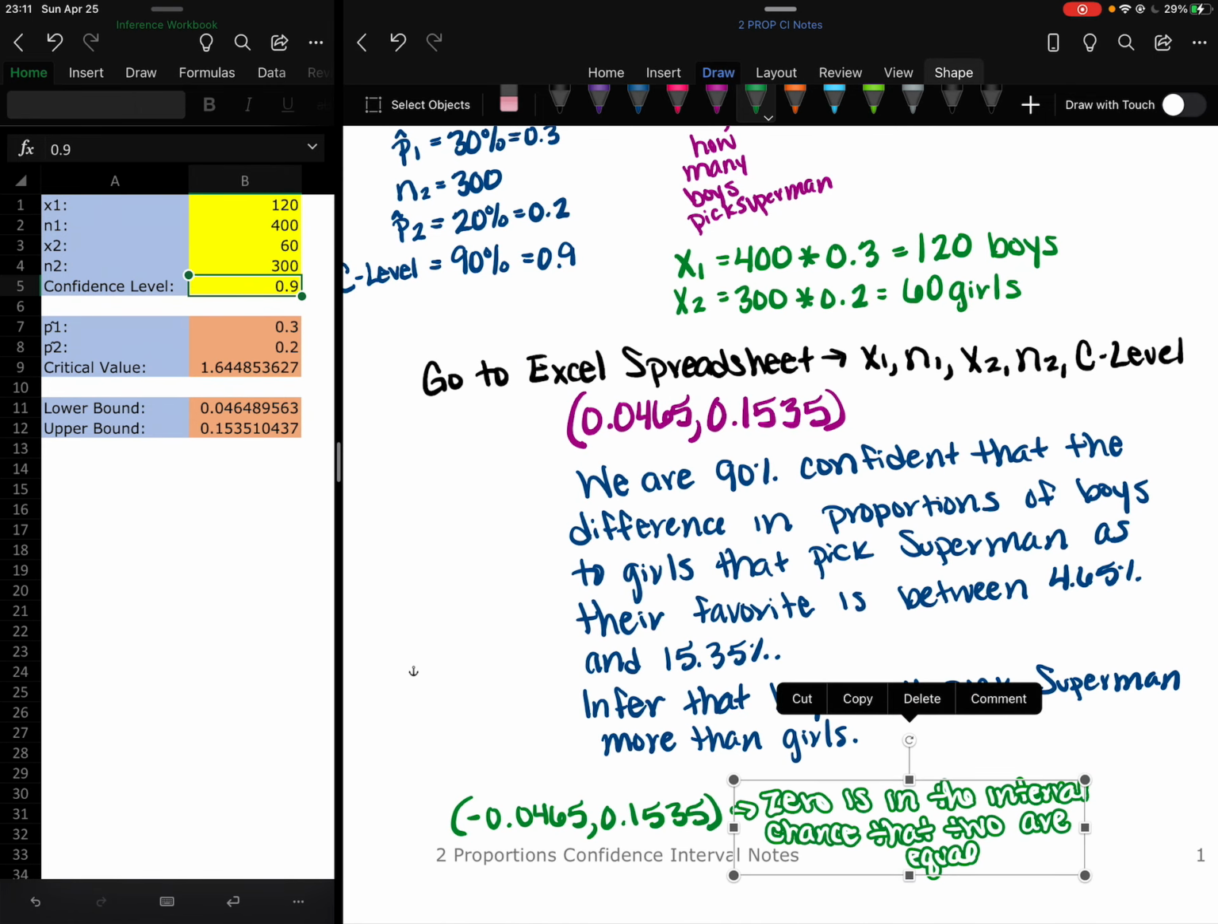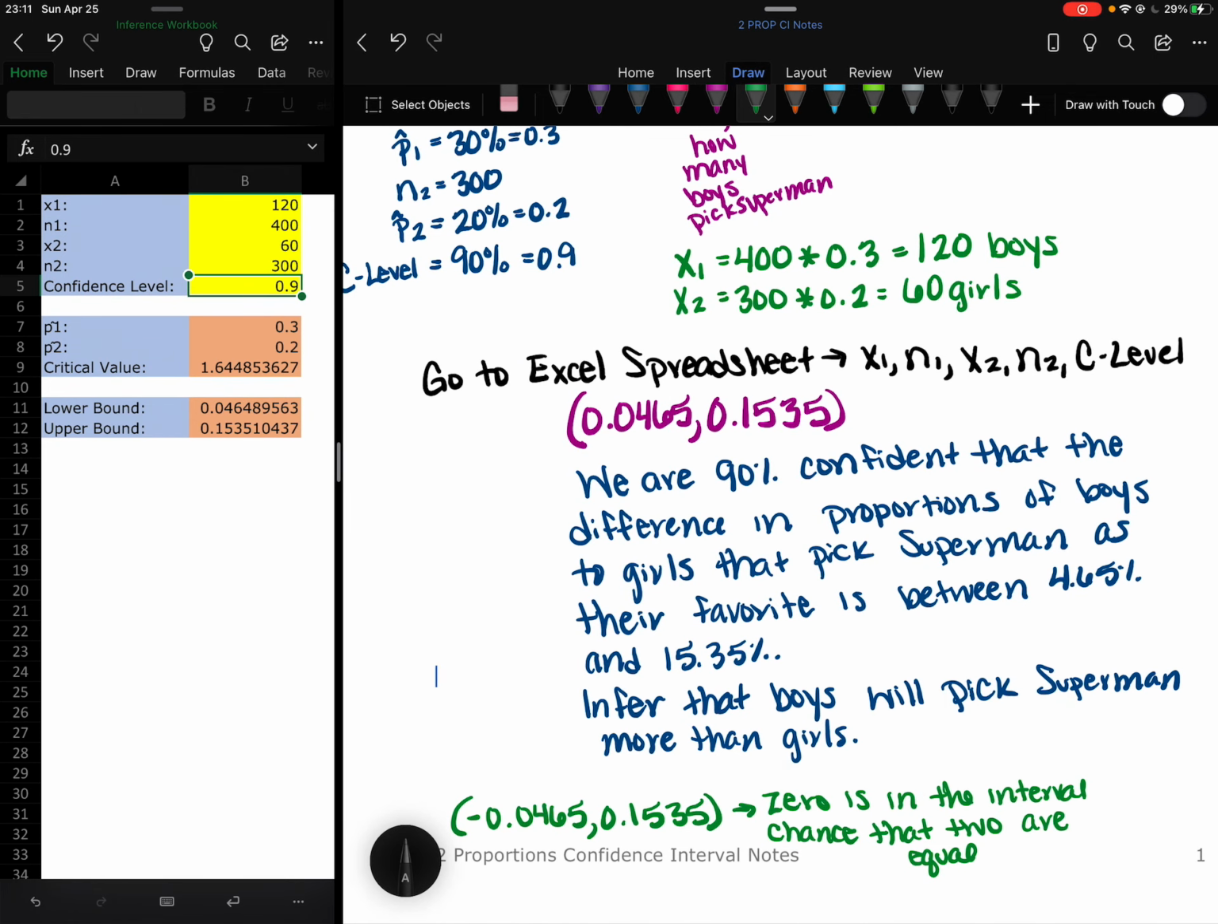So I'm going to zoom out so we can see all of this together. And then one more comment. This difference shows that boys are going to pick Superman more than girls between 4.65% and 15.35% more than the girls will. And that is the confidence interval for the difference of two proportions.